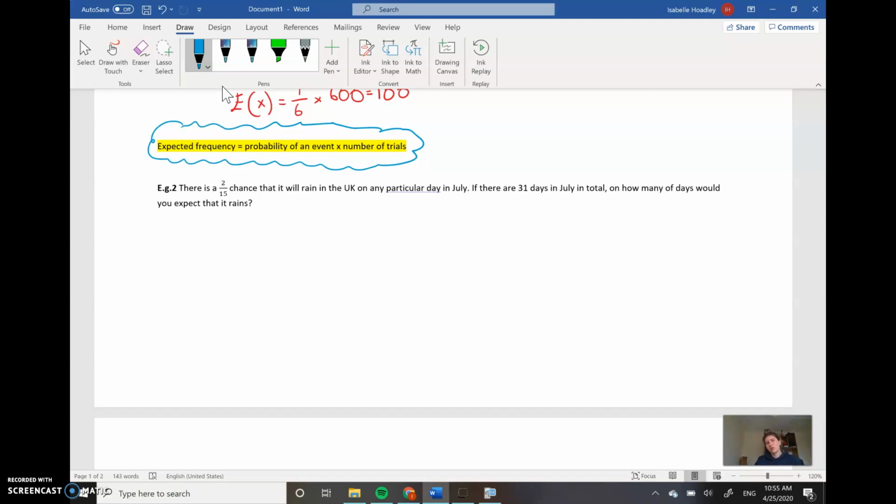Example 2. There is a 2 out of 15 chance that it will rain in the UK on any particular day in July. If there are 31 days in July in total, on how many days would you expect it to rain? We know the probability of rain is 2 out of 15. That means the expected number of days of rain is 2 out of 15 times 31, because that's how many days there are in July.